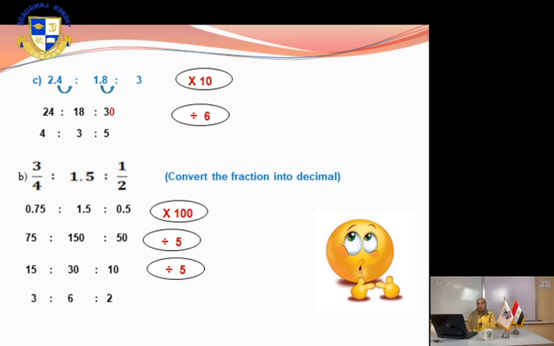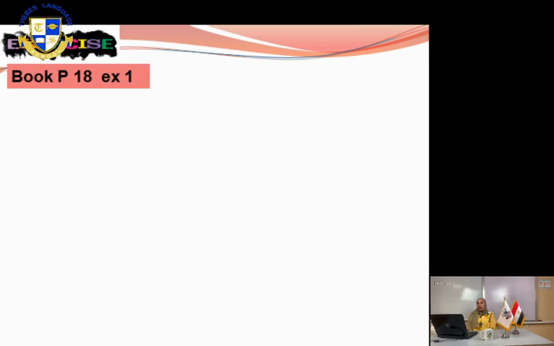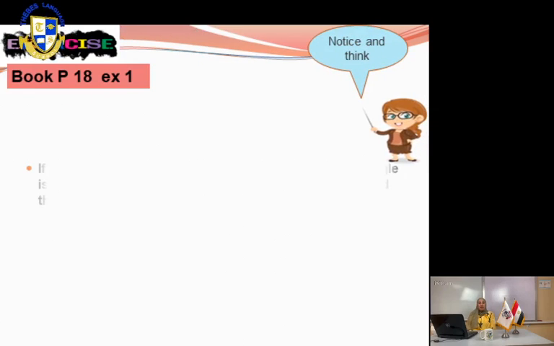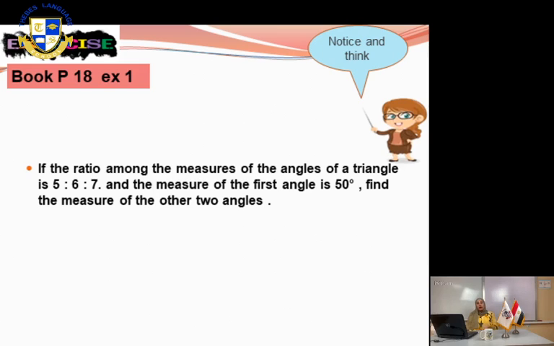Another example. If the ratio among the measures of the angles of a triangle is 5 to 6 to 7, of course I have 3 angles, so I have 3 ratios. And the measure of the first angle is 50 degrees. Find the measure of the other angles. Okay, first line is name: angle 1, angle 2, angle 3. Second line is ratio, it's 5 to 6 to 7.